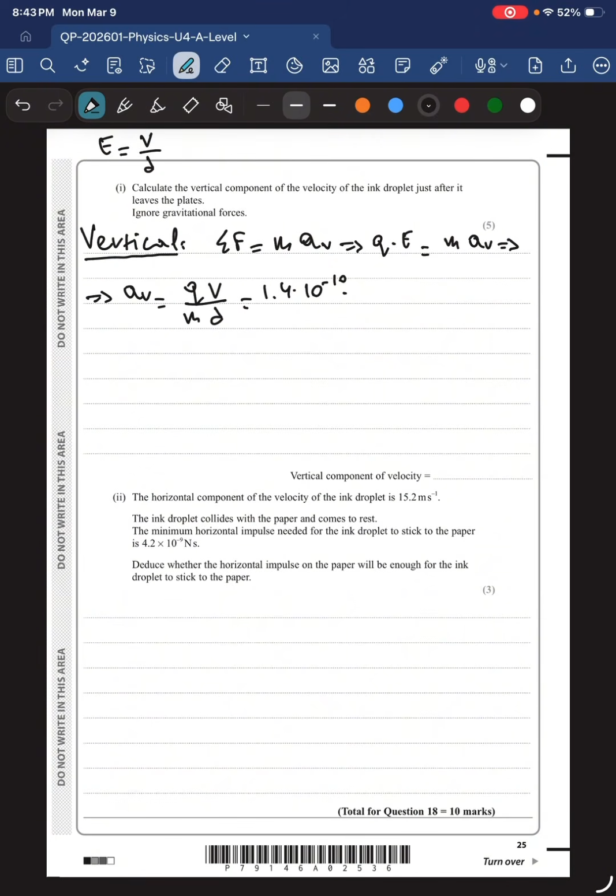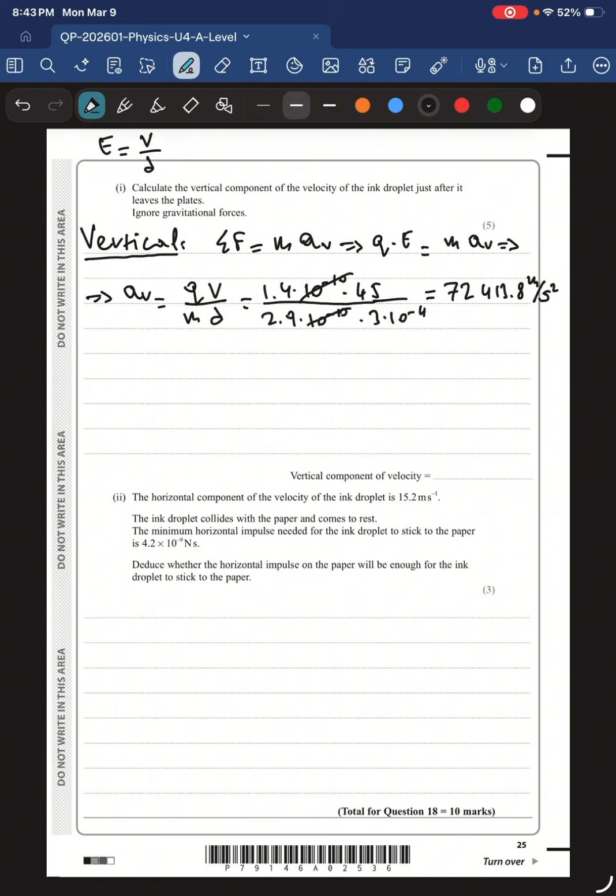The voltage is 45, right? The mass of the droplet is 2.9 times 10 to the negative 10. These cancel. And then d is 3 times 10 to the negative 4 meters. And the acceleration we find is enormous: 72,413.8 meters per second squared.